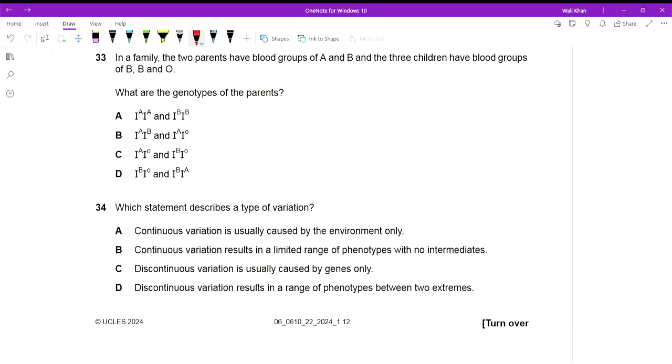In a family, the two parents have blood group of A and B, and the three children have blood group of B, B, and O. What are the genotype of the parents? So the parents have blood group A and B, and three children have blood group of B, B, and O. What is the genotype of the parents? The one children has O. So it is option C.